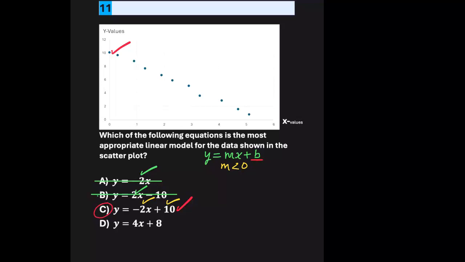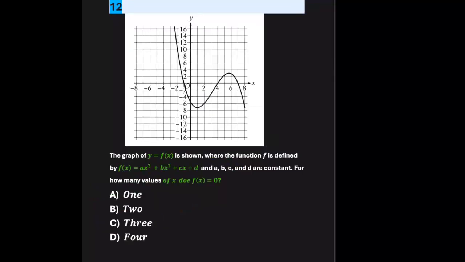Okay, let's move on to the next question. We have a graph and the question asks for how many values of x, f of x is equal to 0, which means how many values of x, if you plot right here, would make this 0.